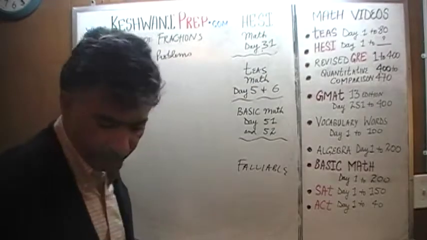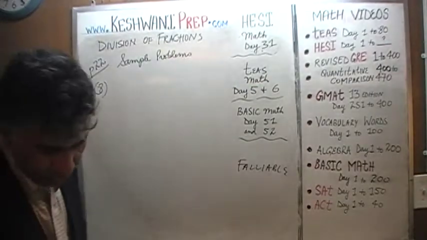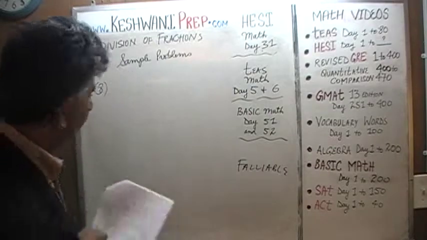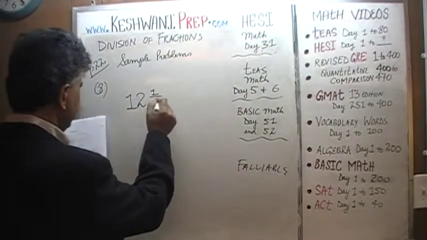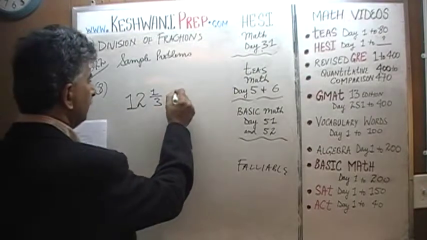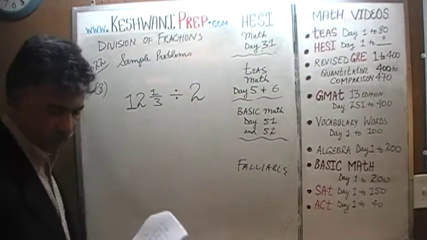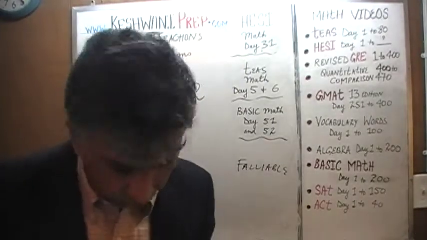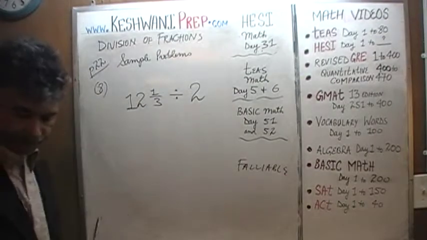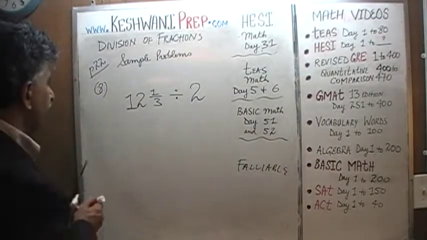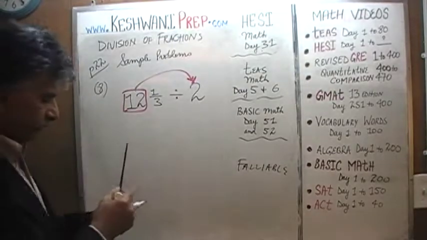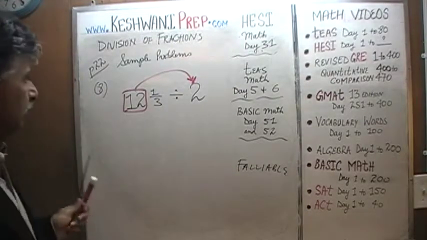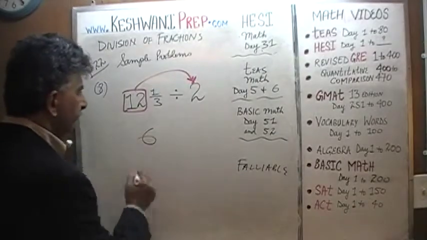Let's get going. Problem number 8 says 12 and a third divided by 2. This is a very silly question. Here's what goes on. Okay, watch here. Just look at this part here. If you have a 12 and you divide by 2, what do you suppose you will get? 12 divided by 2 is 6.